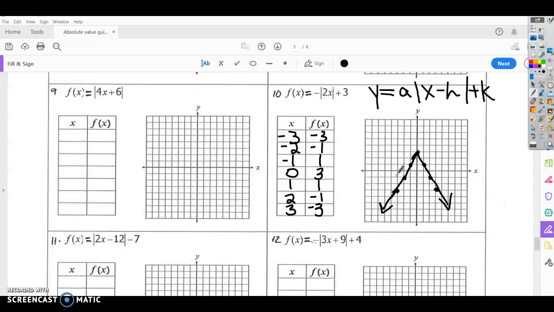All right, so K is 3, and you can see that shifted us up 3 units here. So for this one, if it asks for domain, domain again would be all reals. And your range is your Y values. And it's all Y's less than or equal to 3.